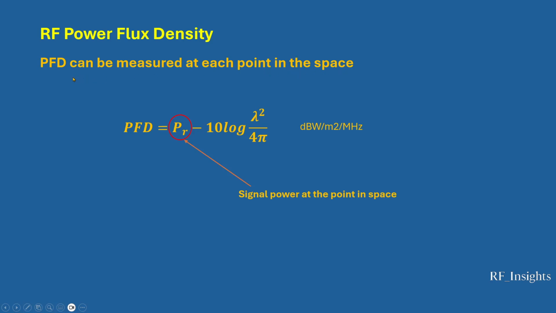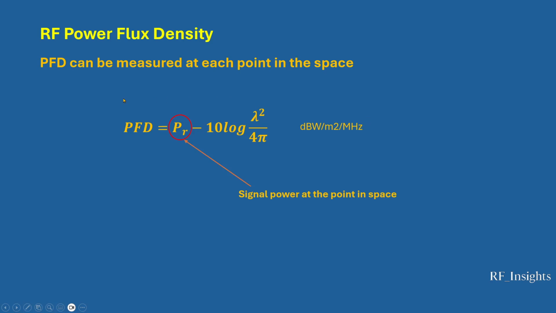Power flux density, you can also calculate it using signal strength at a point in space, right? In other words, you don't need the radiated power at the source to be known in order to calculate the PFD at a distance. If you can measure the signal strength at a point in space, you can convert it to PFD. How?